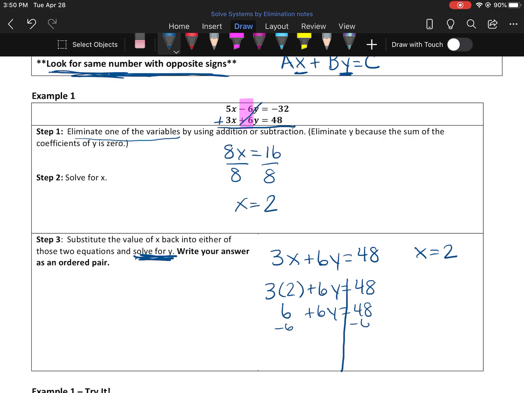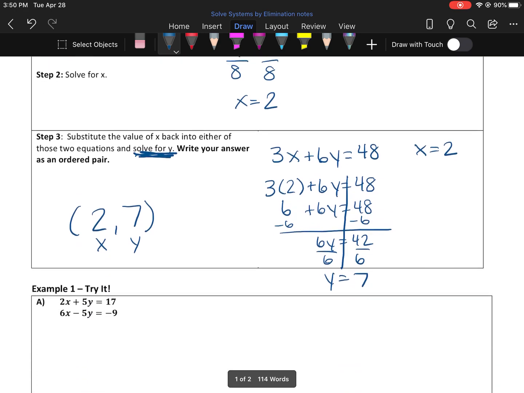Subtract 6 from both sides. 6y equals 42. Divide both sides by 6. y is equal to 7. So these two equations intersect, cross at the point (2, 7). Make sure you're doing x and then y. Let's take a look at a couple other examples.